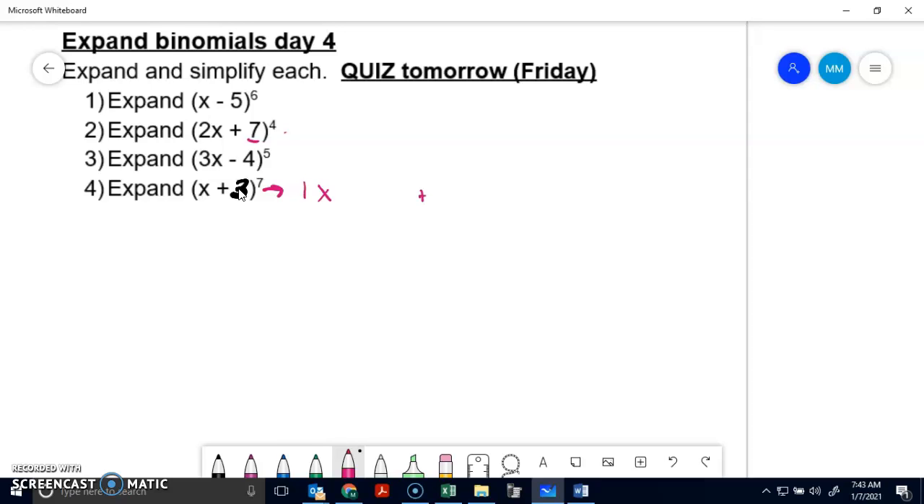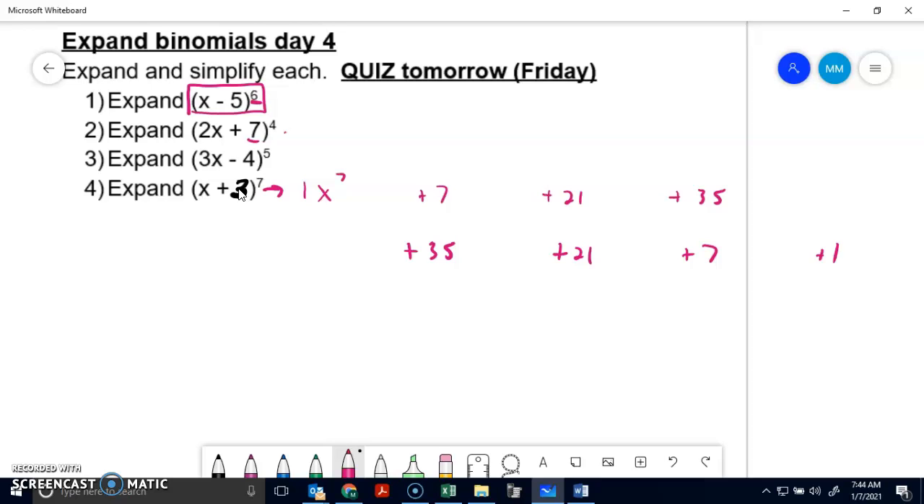So 1, 7, 21, 35, 35, 21, 7, 1. And you can develop that from Pascal's triangle. Actually, just look back at this one because this is the one that had 6 on it. So just use the numbers from 6 to produce the ones for 7.